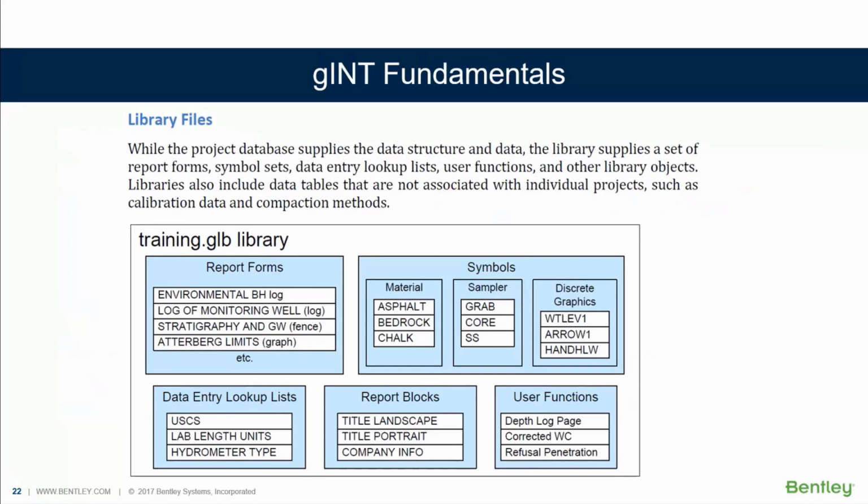So basically the data template, that is the GDT file, provides the structure to the project, that is the GPJ file, and the library provides the symbols, the graphics, the report forms and functions inside of the project. So the data template and the library both contribute to the project file, that is the GPJ file, and then we complete the project and generate the output.